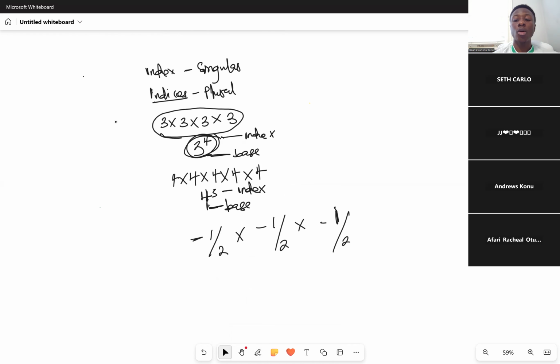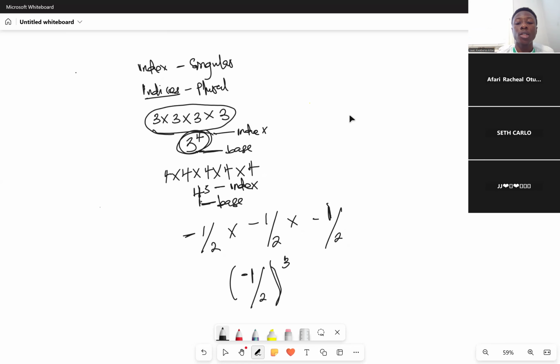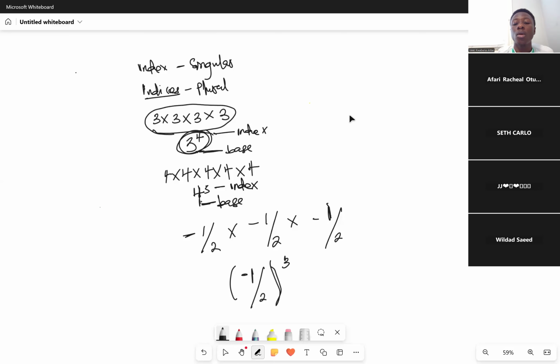Did you just join or you've been here for a while? I've been here for a while. Okay, so how do we represent this in index form? Negative half exponent 3. Good.